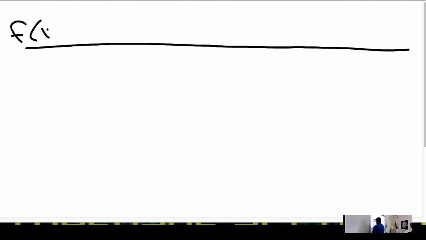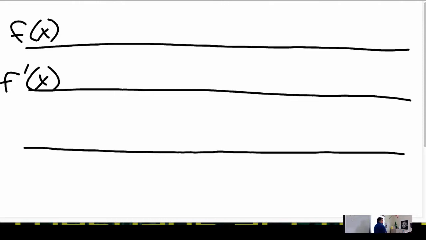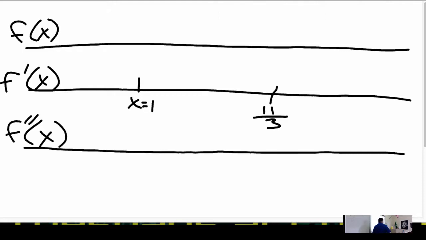On the top line, I'm going to talk about the behavior of f of x. Then I'm going to talk about the behavior of f prime of x. And then what else do you think I'm going to talk about? F double prime. So right now, what I know is that f prime has a critical point at x equals 1 and another critical point at x equals 11 over 3. And so now we're going to do the positive, negative, positive thing, right?